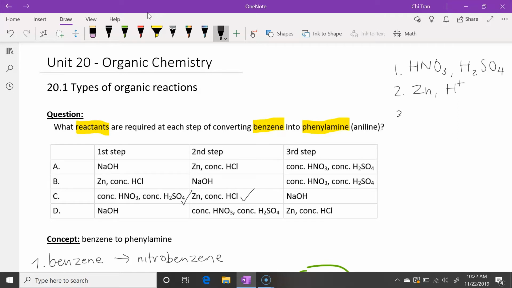And then thirdly, it needs a base, which is OH-, and we get that from sodium hydroxide. So answer C, all three options correct. So that is our final answer.